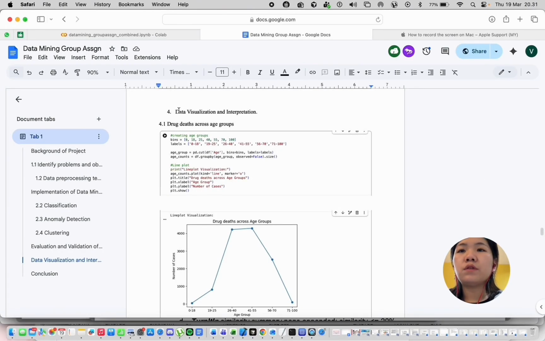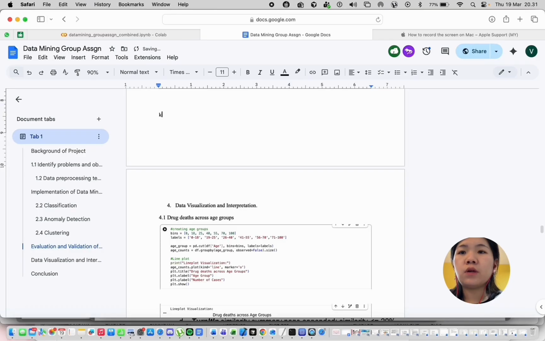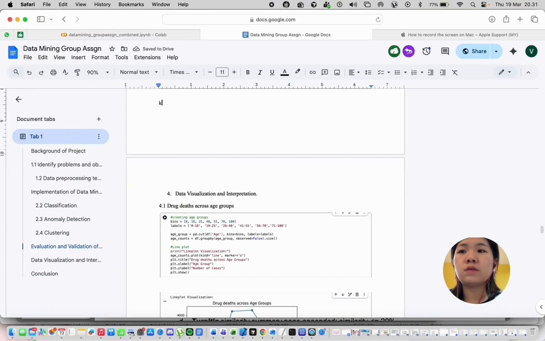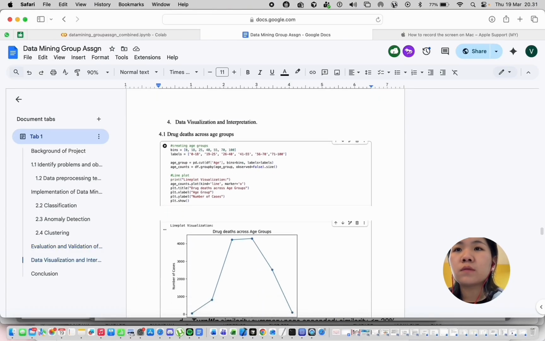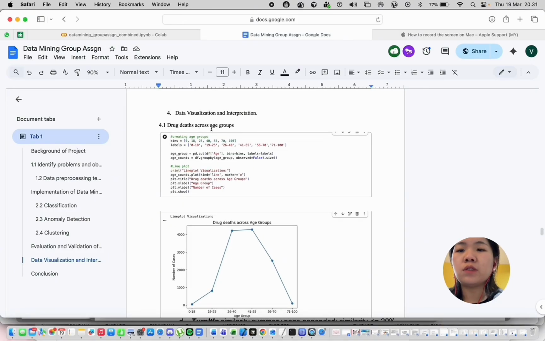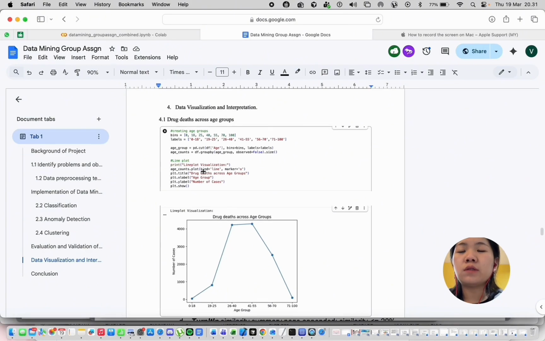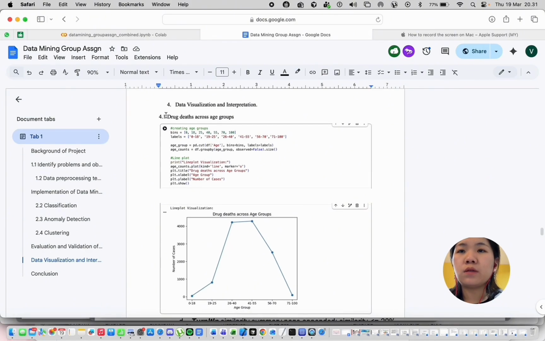Moving on to data visualization and interpretation. For this visualization part, there are a few techniques used. In the first one, we can see the trend across each group, which is visualized using the line plot. Here we create the age group first using bins and labels. We create age groups so it is easier to get insights from the result.